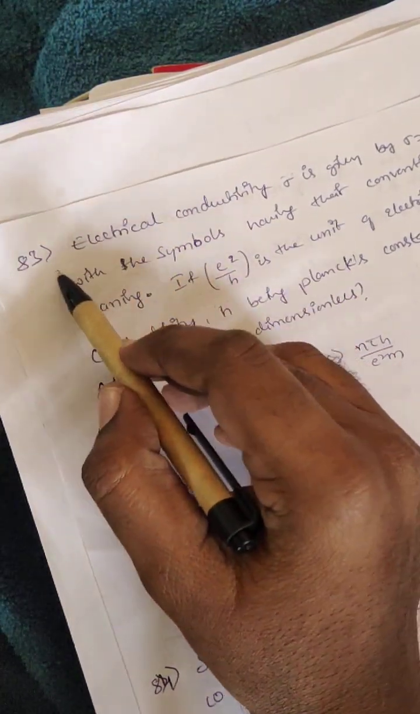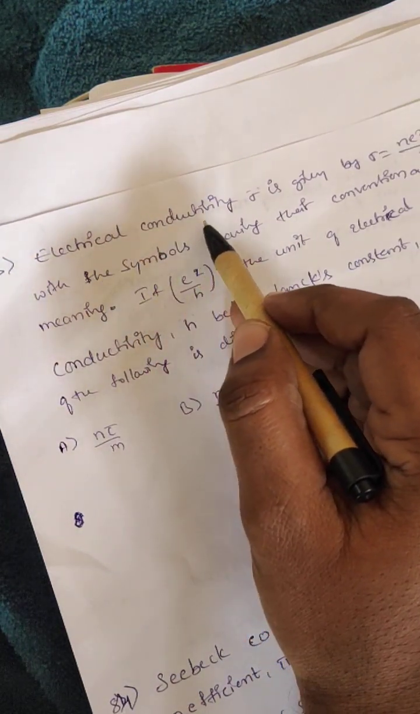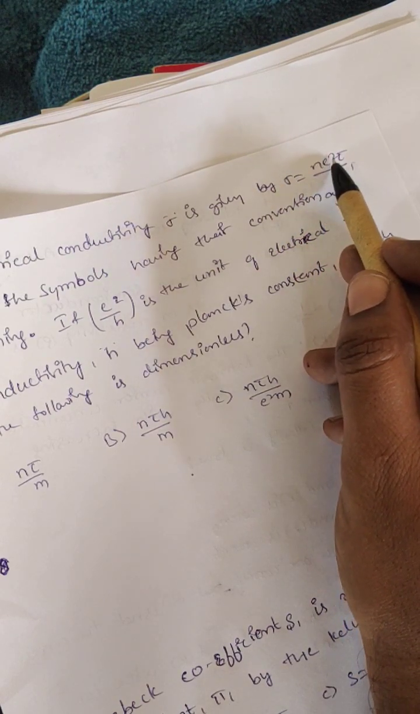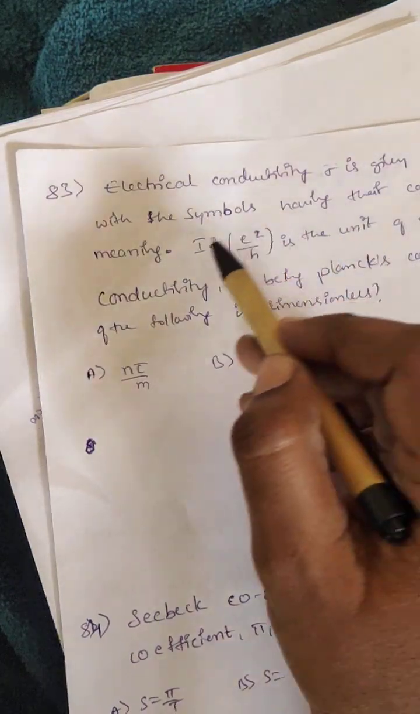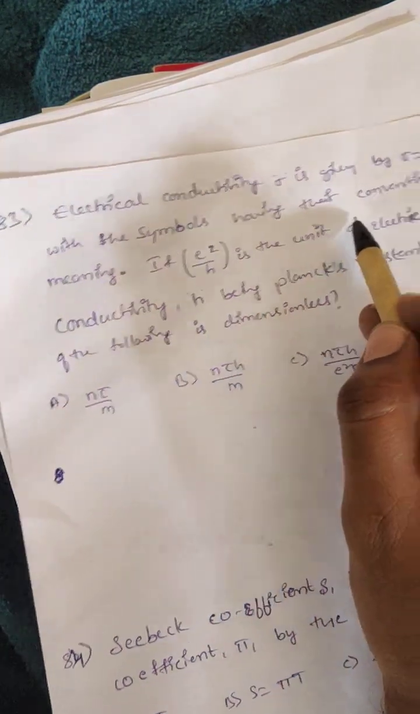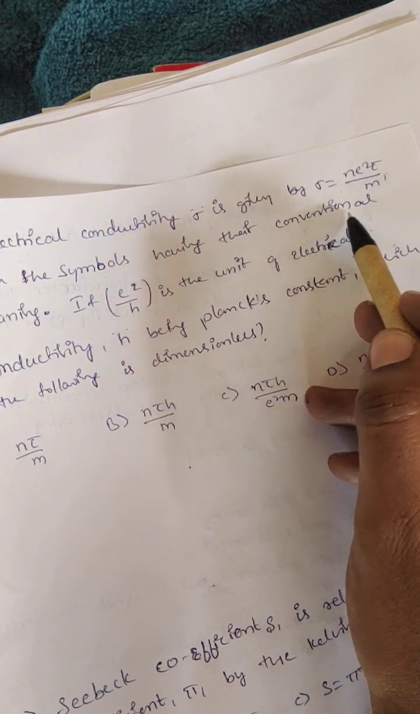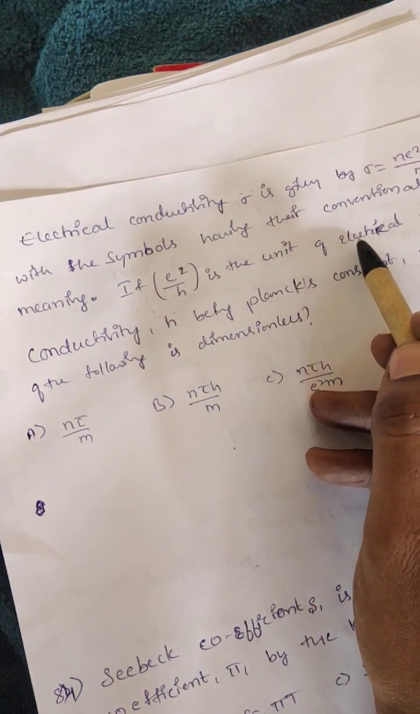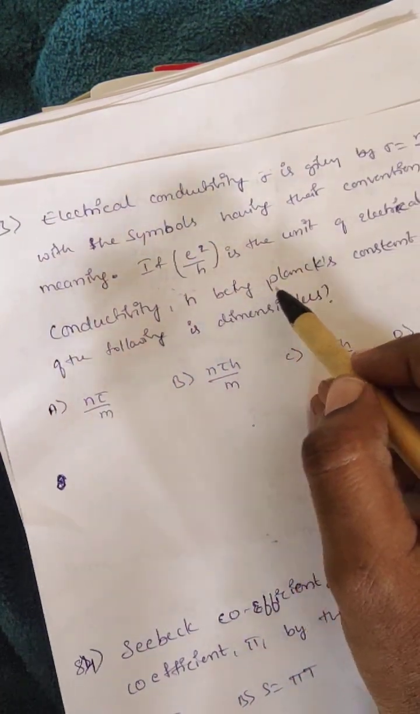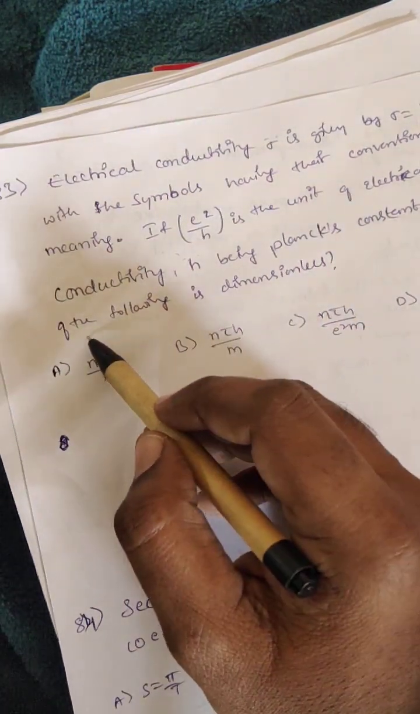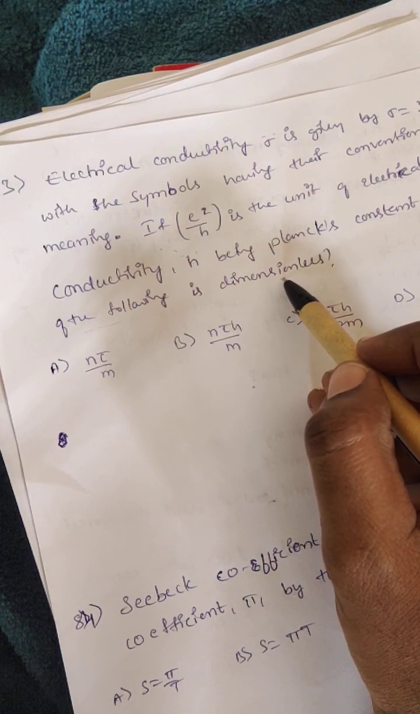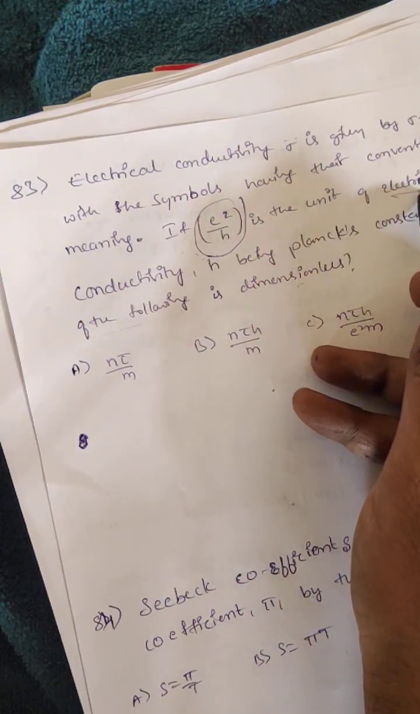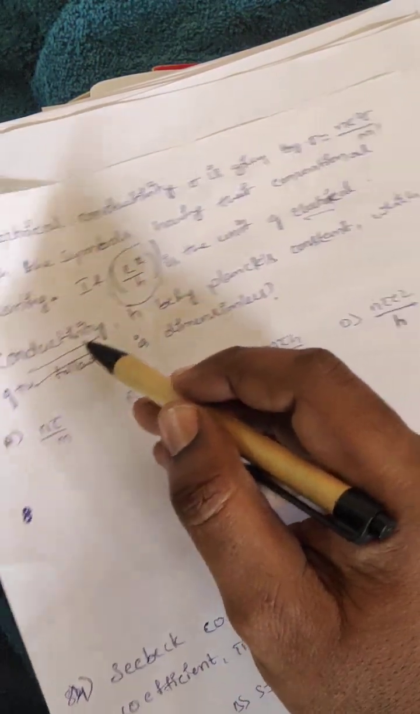So next, question number 83. Electrical conductivity sigma is given by sigma is equal to n e square tau divided by m, with the symbols having their conventional meaning. If e square by h is the unit of electrical conductivity, h being Planck's constant, which of the following is dimensionless? So here e square by h is the unit of electrical conductivity sigma.